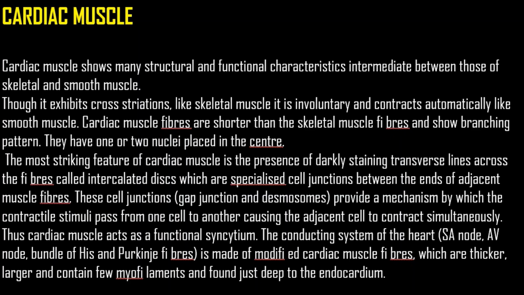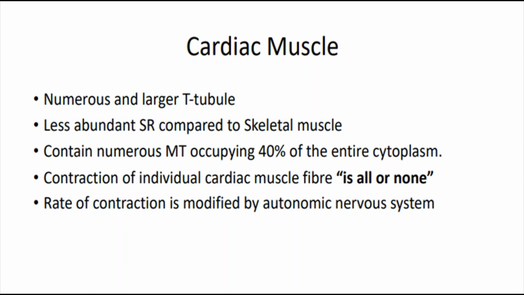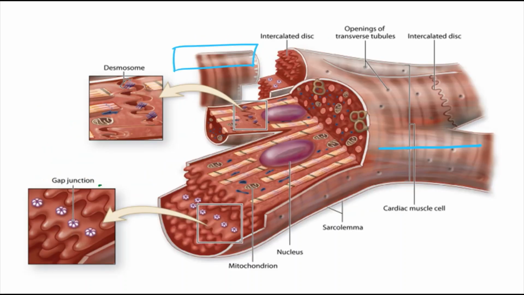Okay. So cardiac muscle shows many structural and functional characteristics intermediate between those of skeletal muscle and smooth muscle. What we need to know about cardiac muscle is that it has numerous large T tubules, less abundant sarcoplasmic reticulum compared to skeletal muscle, and it contracts by the all or none principle, meaning that cardiac muscle contracts as a unit. Cardiac muscle is branched.